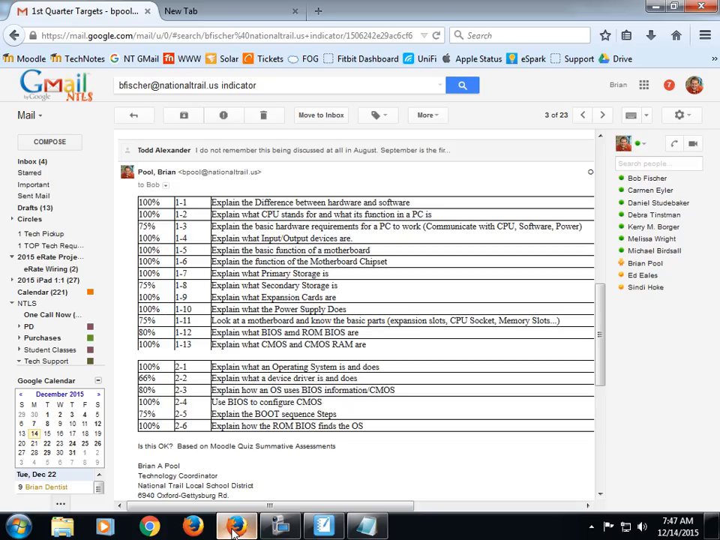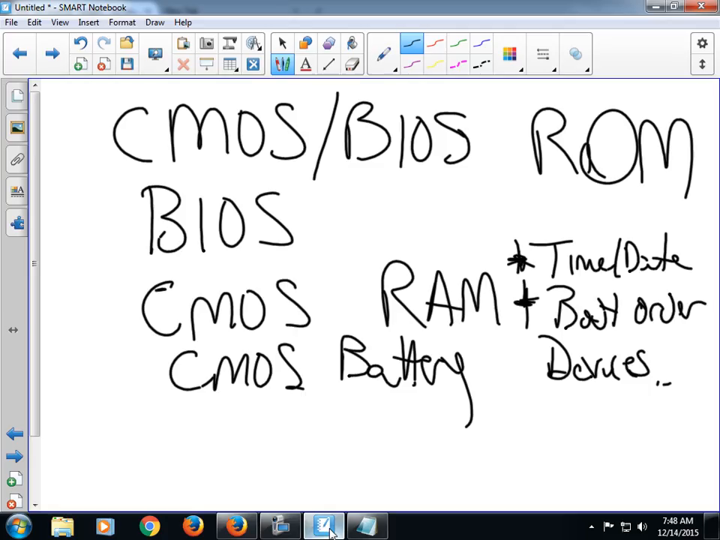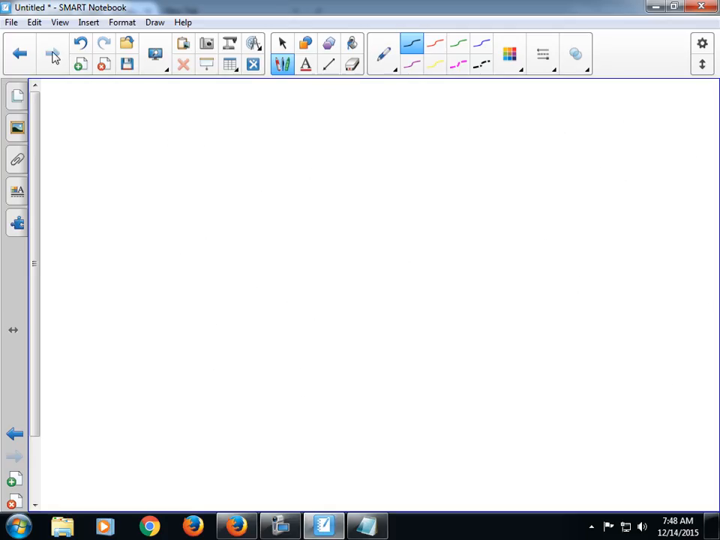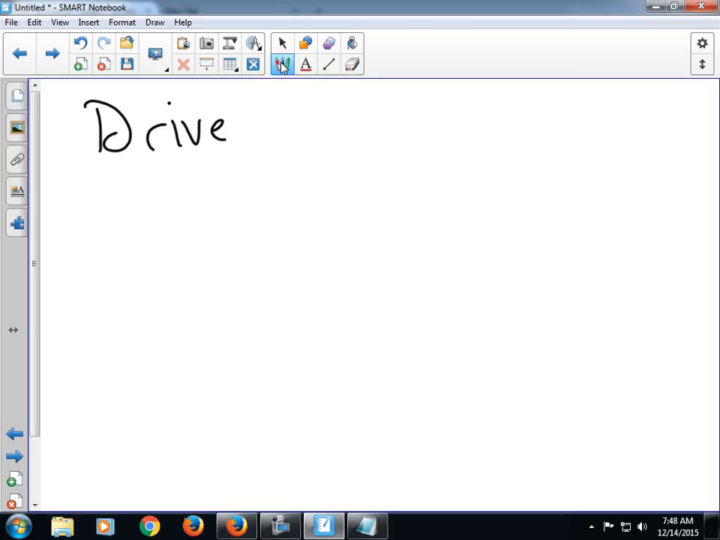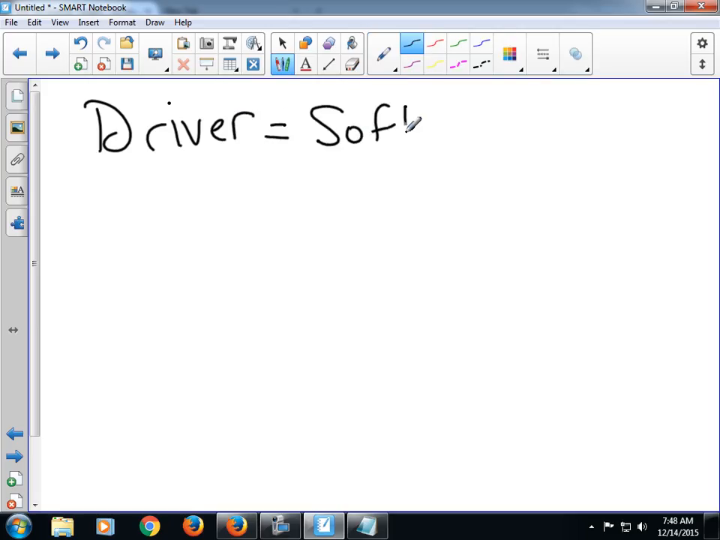Now we're on to chapter 2, explaining what a device driver is and does. What is a device driver, Lane? What's like your printer or something? Well, what is the driver? The driver is a what? Anybody? Hardware, software? Is a driver software or hardware? Software, yes. It's software that does what? Makes hardware work, yeah.